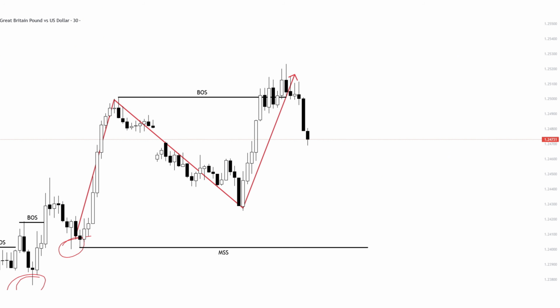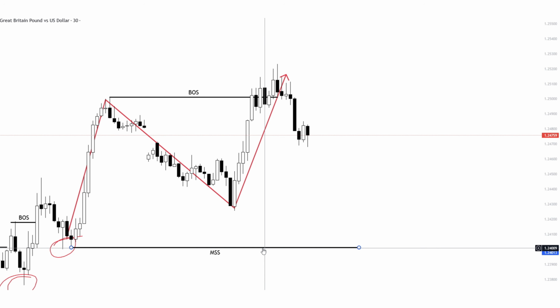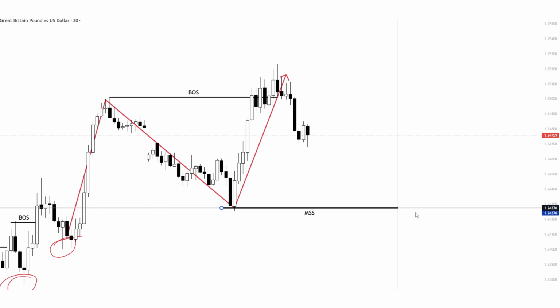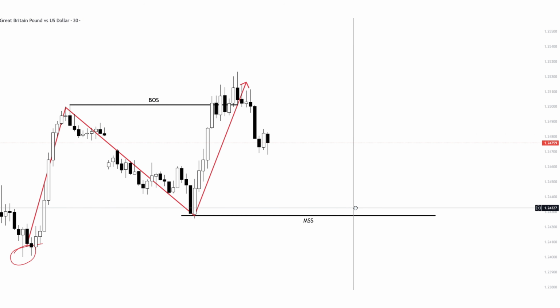So now that it has broken the structure up, we move the market structure shift to the next swing low, so if the market would break below it, we have a high chance of a trend reversal.